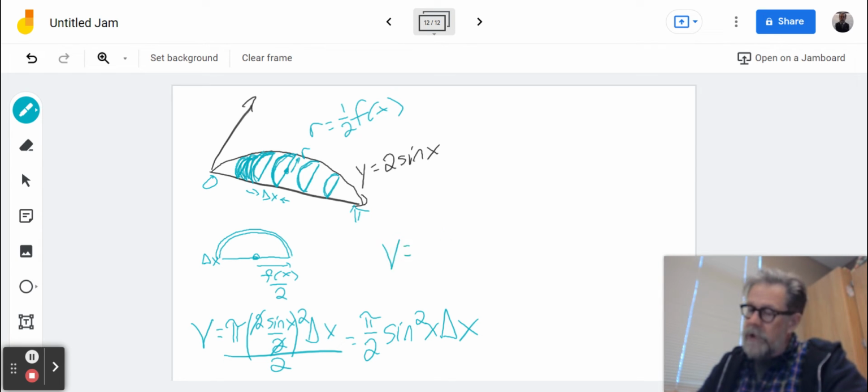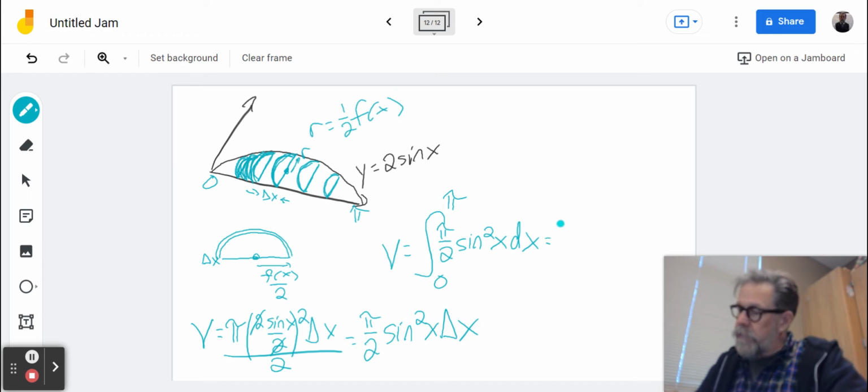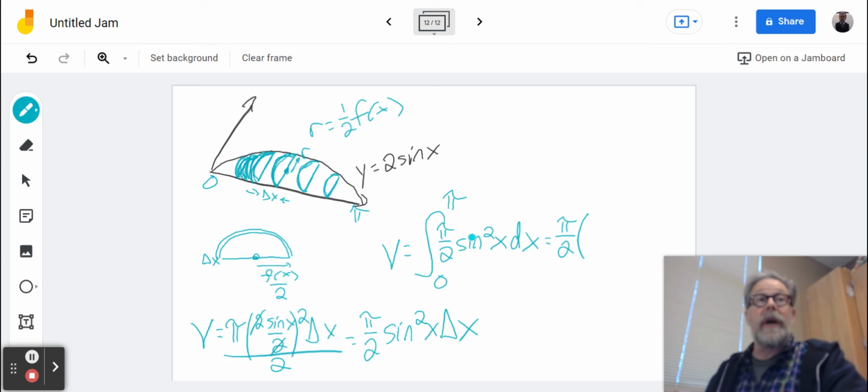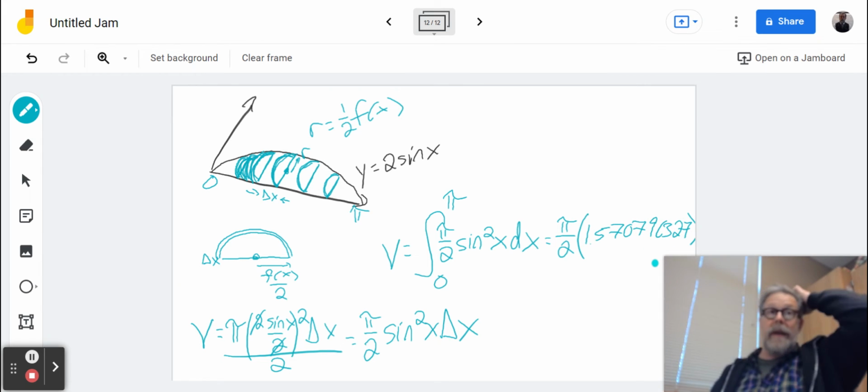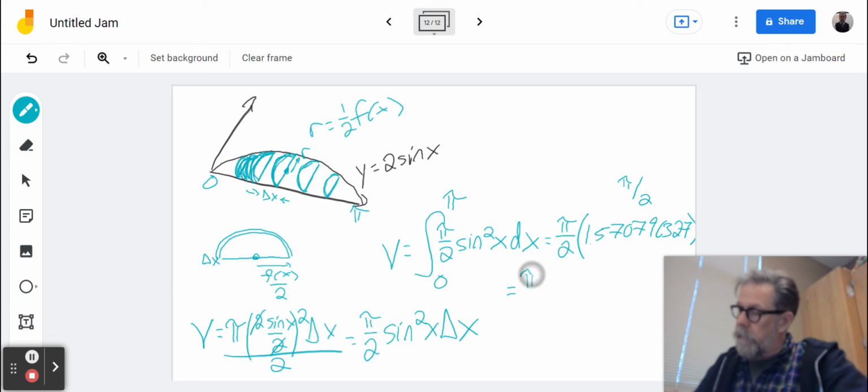I have the volume is the integral from 0 to pi of pi over 2 sine squared x dx, which is pi over 2 times the integral from 0 to pi of sine squared x, which is 1.57079637. And I may recognize this as, oh, look, that's actually pi over 2, which means that, in fact, this volume is pi squared over 4 units cubed.